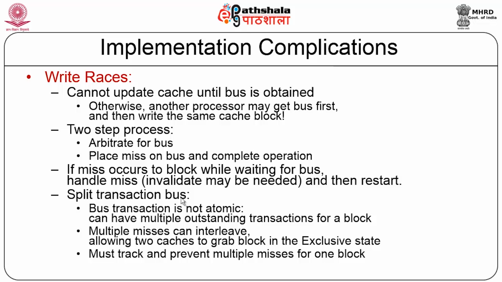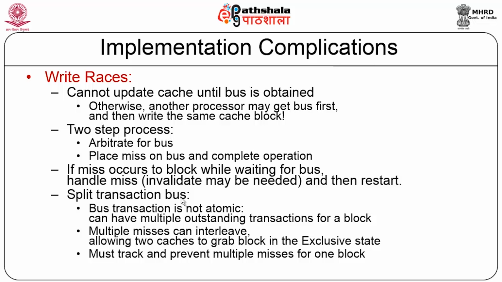So, you have a two-step process here. You will first have to arbitrate for the bus, then place the miss on the bus and complete the operation. If a miss occurs to the block while waiting for the bus, you will have to handle it by invalidating whatever block is required and then restarting. We may look at a split transaction bus here.